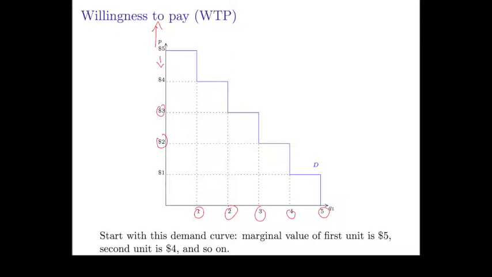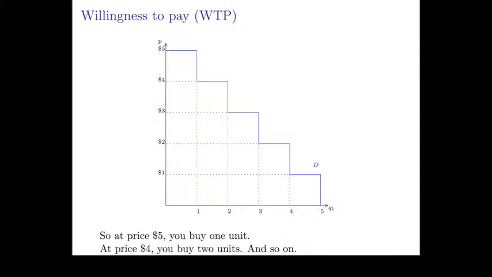So the marginal value you assign to the first unit is 5. The marginal value you assign to the second unit is 4, and so forth. So at a price of 5, you're going to buy 1 unit, and at the price of 4, you're going to buy 2 units, and so forth.